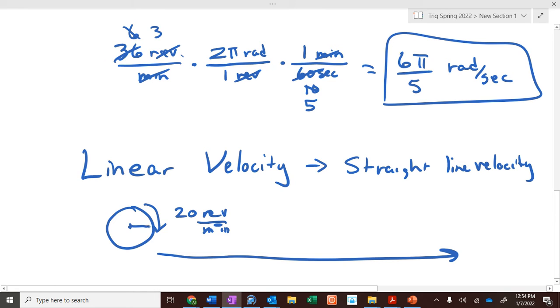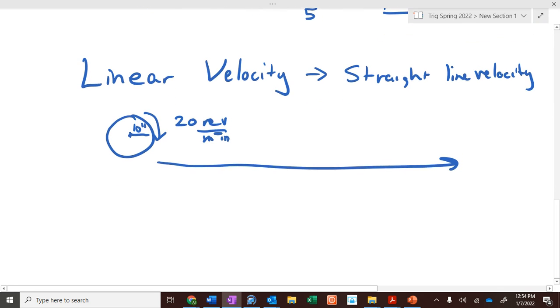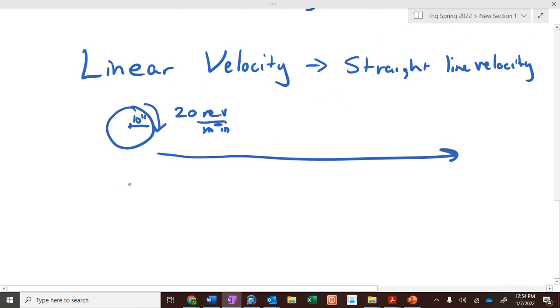So if the radius of this tire is 10 inches, then we can tell how far it actually goes. Okay, so here we go. In 1 minute, how far will that go? Well, if we're going 20 revolutions per minute, we need to change it into radians per minute.